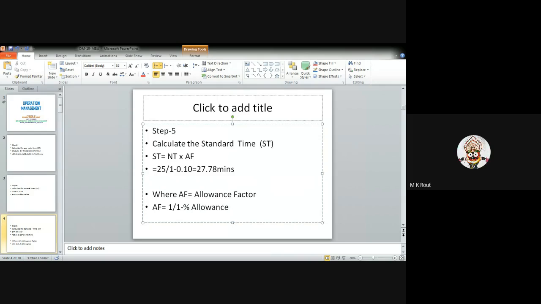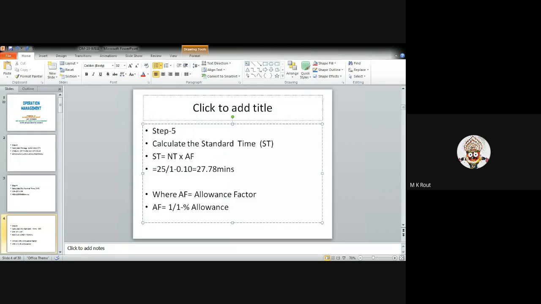Sir, yes. So the formula is NT into AF. Then why have we divided by 25? Try to understand: in case of NT into AF, what is AF? The formula for AF is 1 divided by 1 minus percent allowances. So if I multiply it with NT, it is NT divided by 1 minus percent allowances. Is it clear? Okay, sir. So then it will be 27.77.